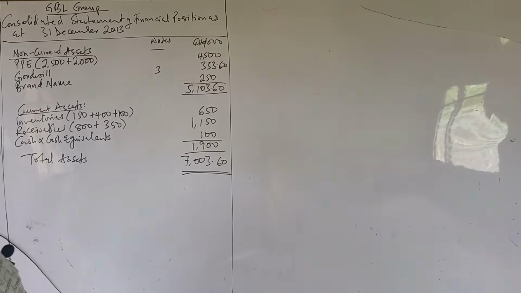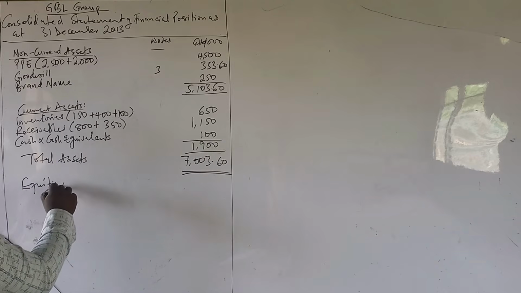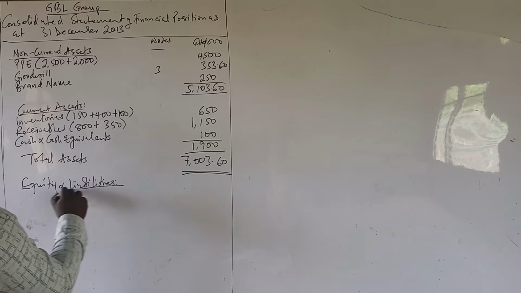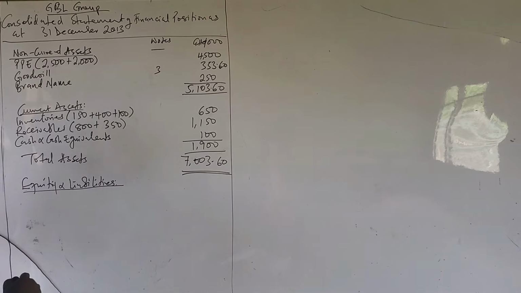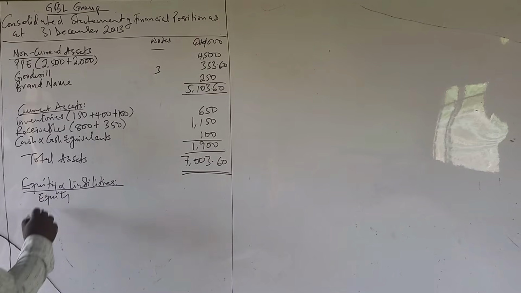And then we move on to equity and liabilities. But we are going to start with equity. In this question, I didn't see any non-current liabilities. So we'll start with equity. So it's going to be only the current liabilities.